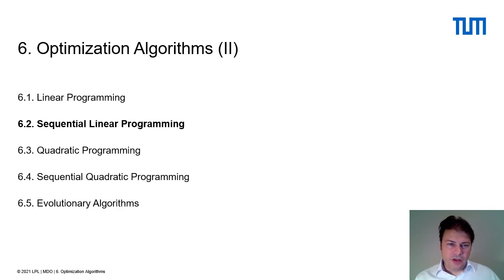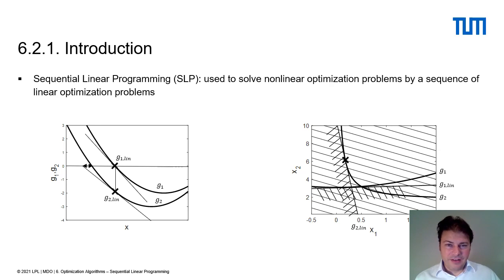Let's continue with sequential linear programming. So in sequential linear programming, you try to solve nonlinear optimization problems by a sequence of linear approximations of your problem.